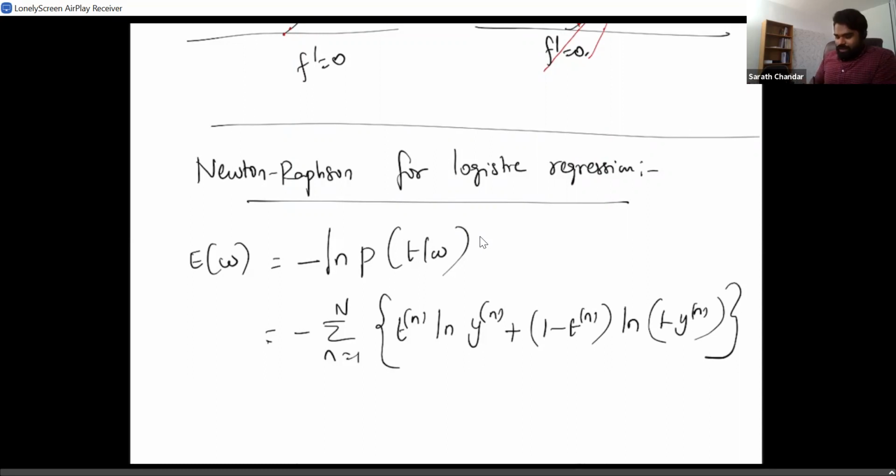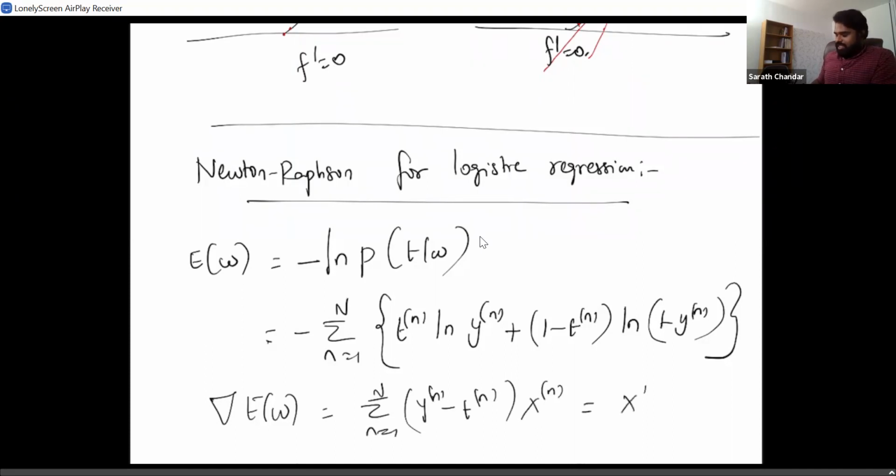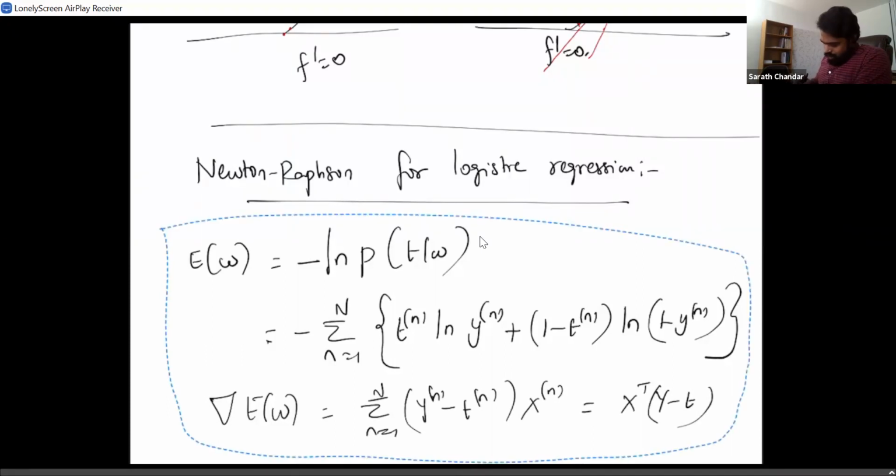Oh, maybe we don't need to do that. We have already done that in the previous lecture, right? If you remember, the gradient was given by something very similar to the linear regression solution, summation over n equal to 1 to capital N of (y_n minus t_n) multiplied by x_n. In vector notation, it becomes X transpose (y minus t). So this is something we already derived in the previous lecture. The only extra step we need is to compute the second order derivative. It's easier to keep all these things in one place, so I'm going to copy this.